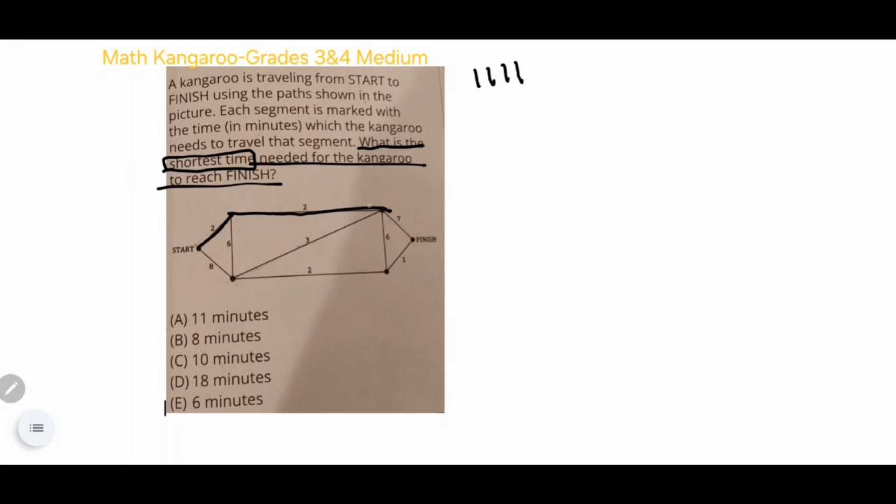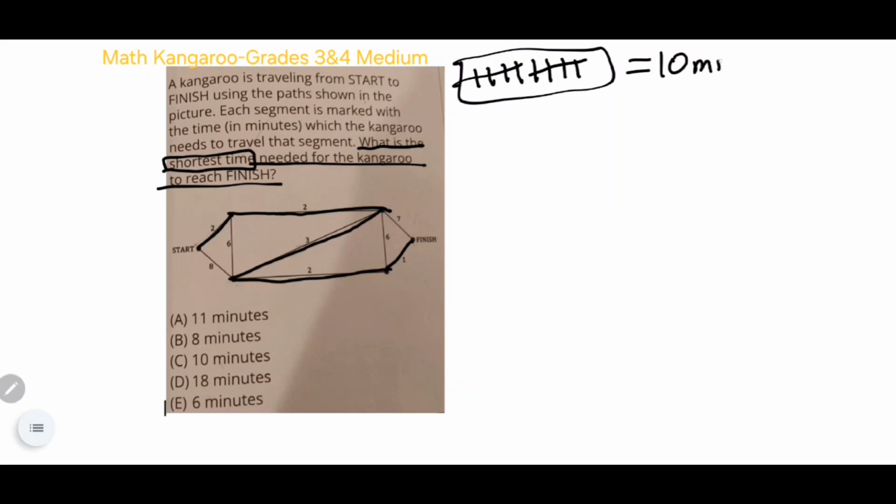So we can go on the 3. So that's adding 3. 1, 2, 3. And then we can go on the 2, since that is the next least one that heads toward finish. And then we can go across the 1, since that is the least. So this many tally marks for the black path means 10 minutes.